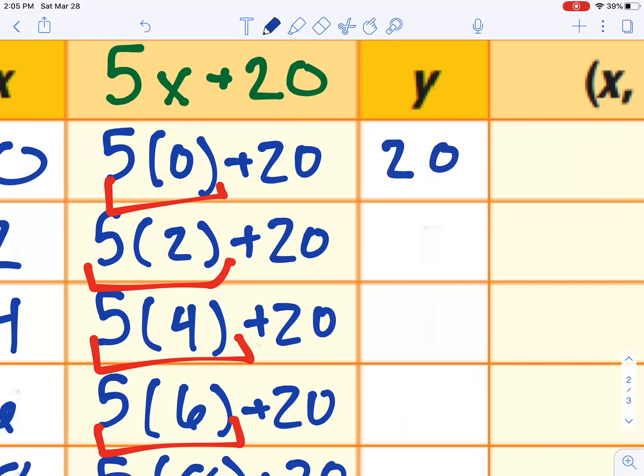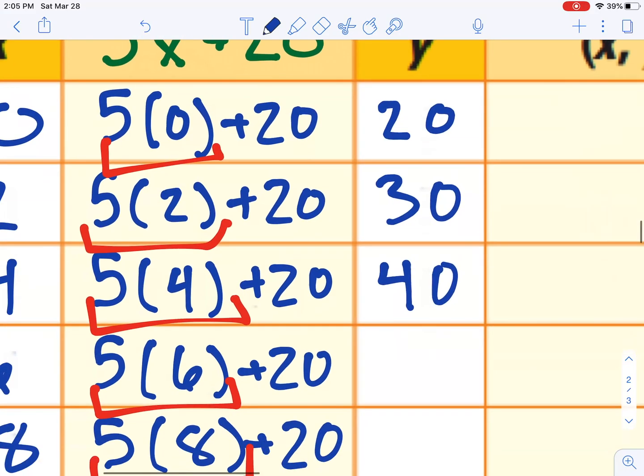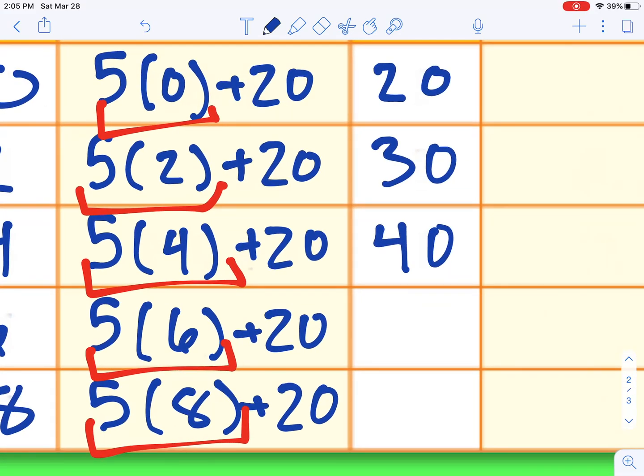She picks for 2 minutes. 5 times 2 is 10 plus 20 is 30. 4 minutes. 5 times 4 is 20 plus 20 is 40. 5 times 6 is 30 plus 20 is 50. And then 5 times 8 is 40 plus 20 is 60 here.